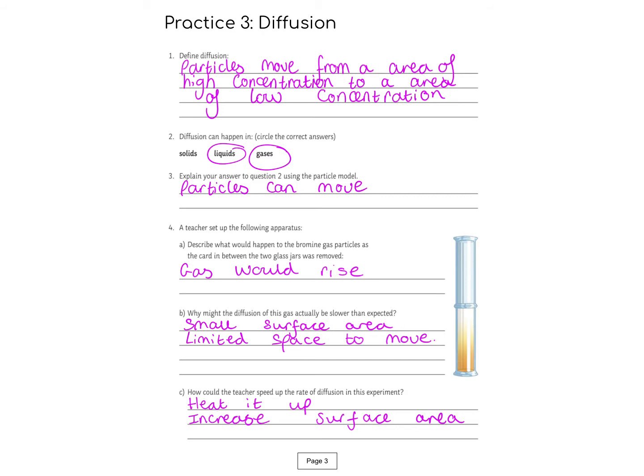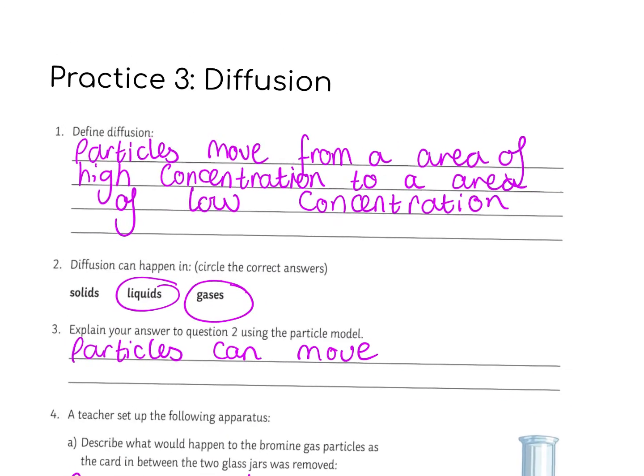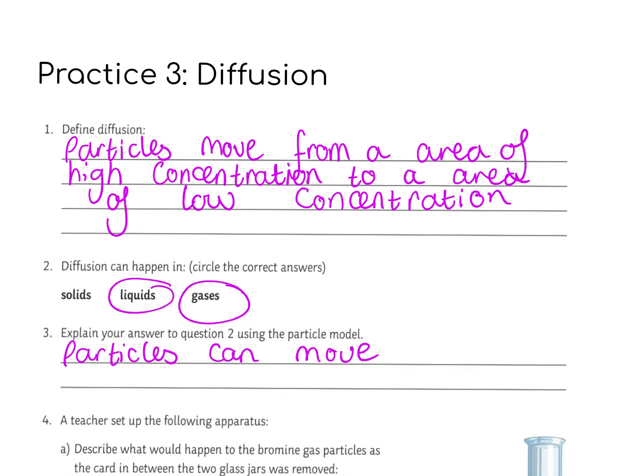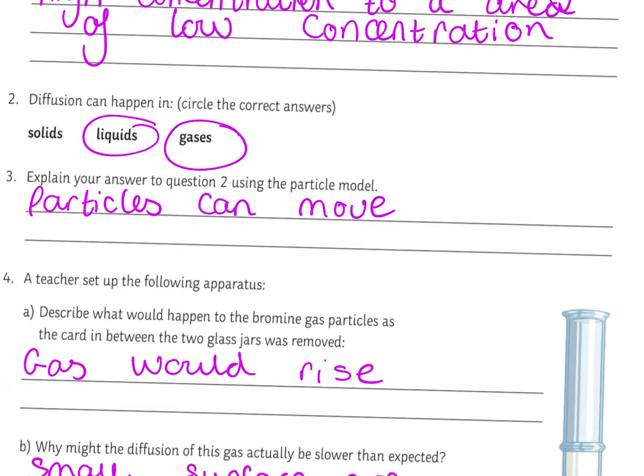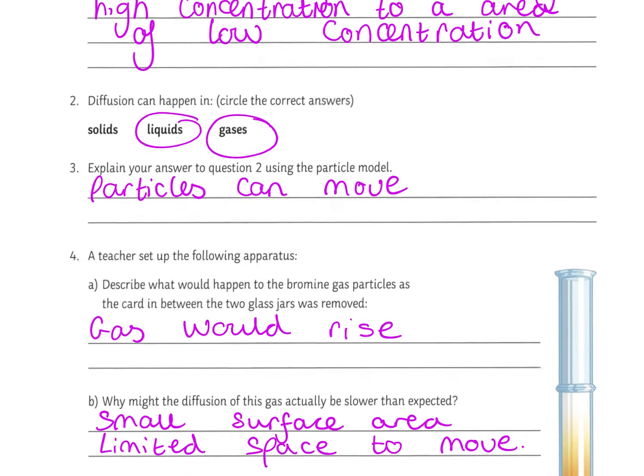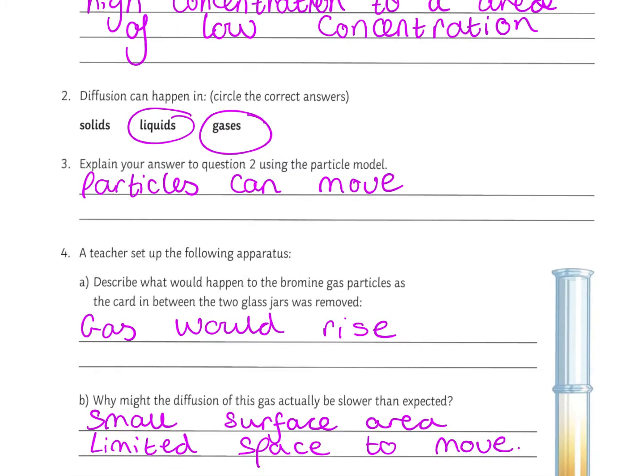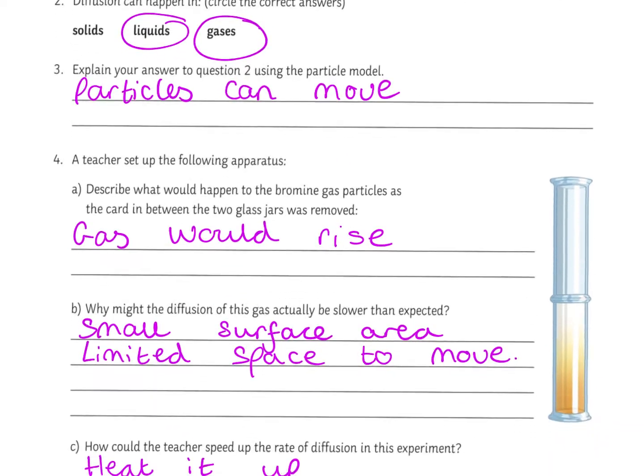Define diffusion. Diffusion is the movement from an area of high concentration to an area of low concentration when particles move. Okay. Diffusion can happen in liquids and gases. Why? Because these particles can move. They're not fixed. Solid particles are fixed, so it wouldn't work.